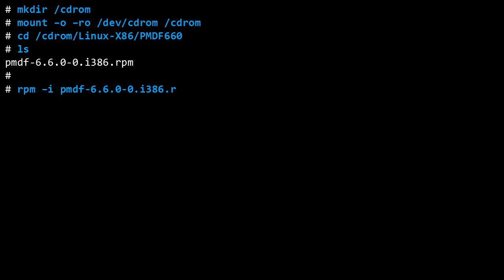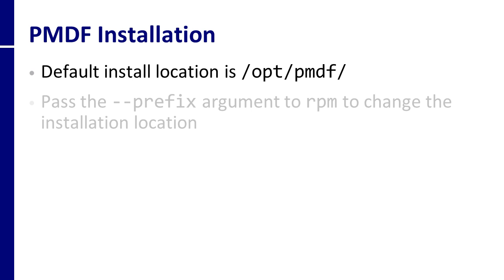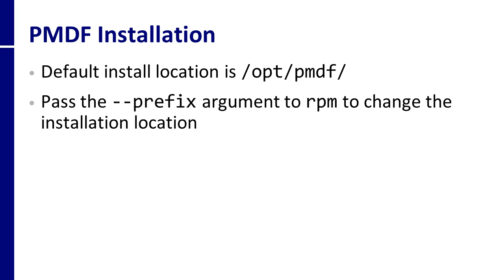Use the rpm command line utility to install the PMDF kit. Type rpm -i and the name of the kit file on disk. Following standard RPM practice, the installation will complete silently and return you to the command prompt unless it encounters any errors. By default, PMDF is installed in the /opt/PMDF directory. If you'd like to install PMDF in a non-default location, pass the --prefix option to the rpm command. For example, this command will install PMDF in the /usr/PMDF directory.